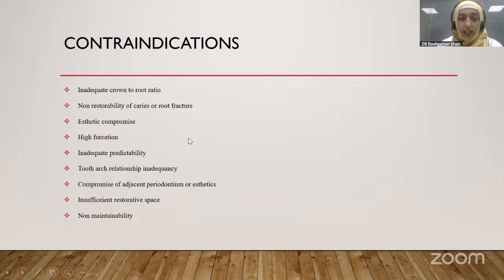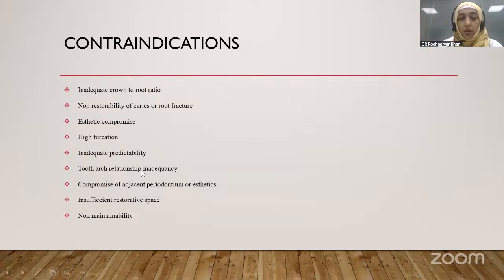Then in areas where we have high furcation, if we do crown lengthening here, there will be excess food lodgement, which will result in periodontal damage. Then inadequate predictability, that means the prognosis of the case is not good and still we are going for the crown lengthening procedure, it is not indicated.